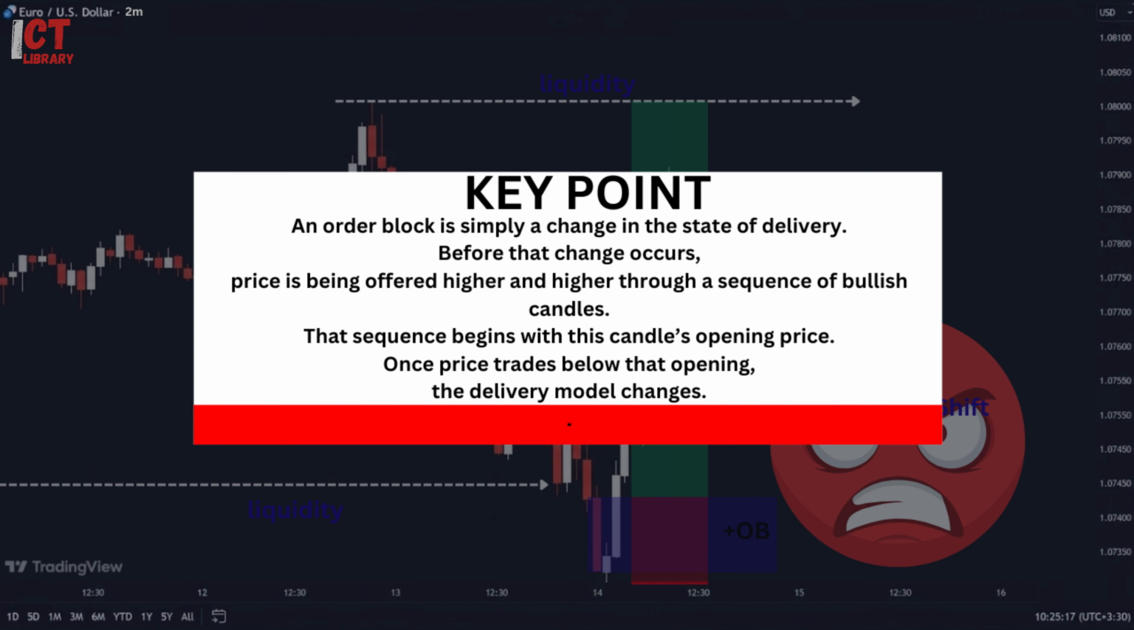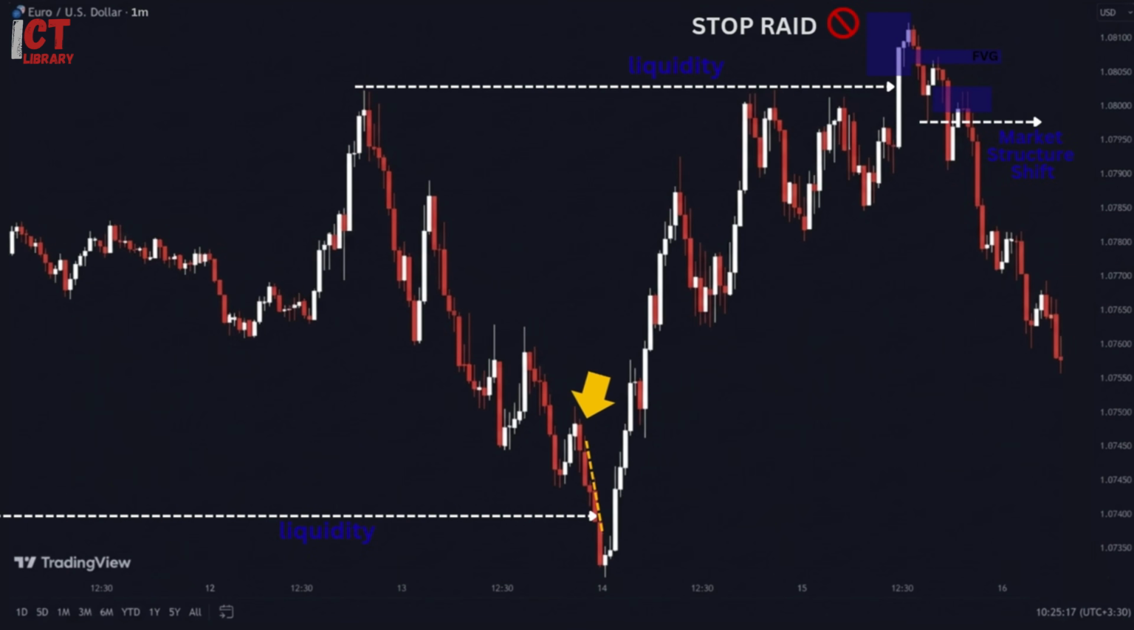The system remembers it. The same principle applies on the downside. All of these downward candles represent a sequence of sell-side delivery. That sequence also begins with an opening price. Once that opening price is violated, the delivery state changes again. Now the market begins offering buy-side liquidity instead.